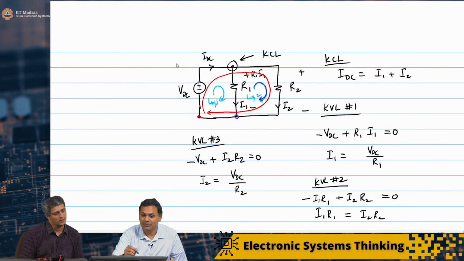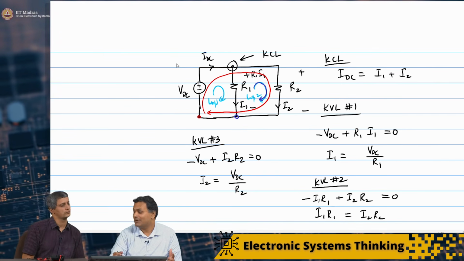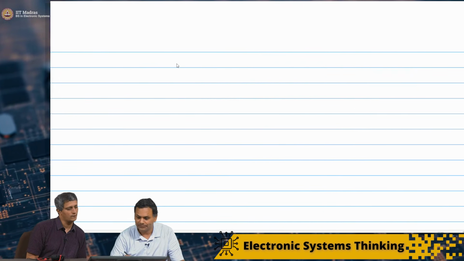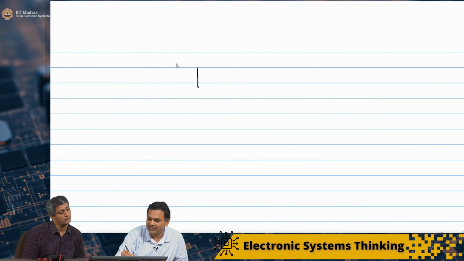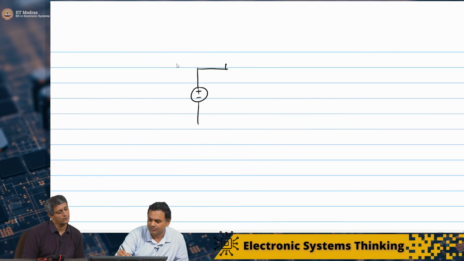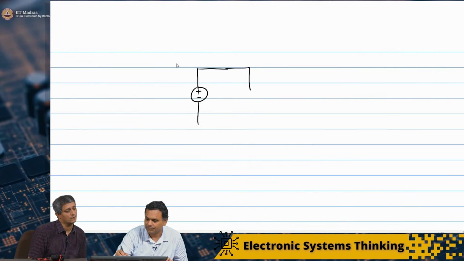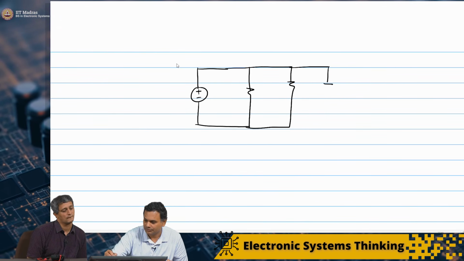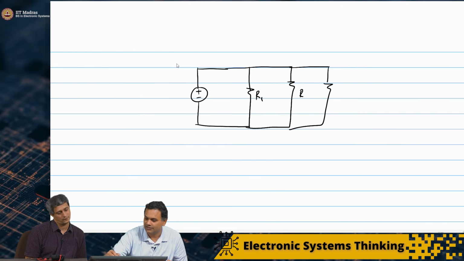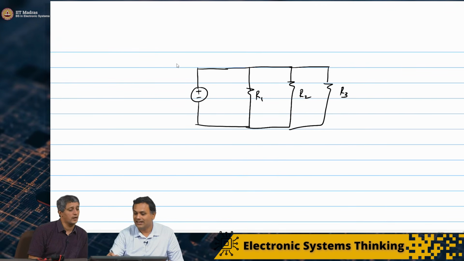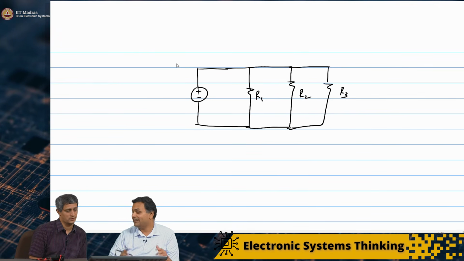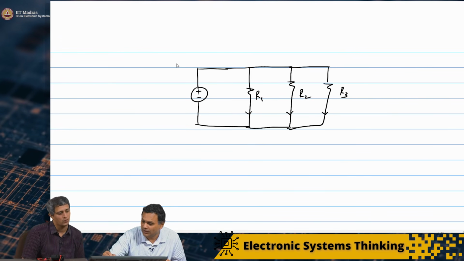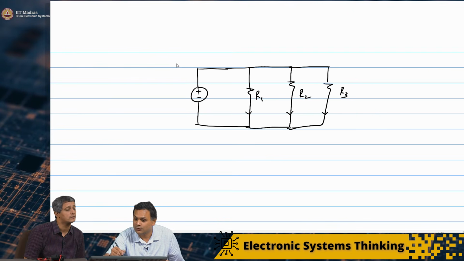For example, if you have 3 meshes, let's take an example. I will take that original mesh, but I'm going to add a third mesh. Suppose I added 3 resistors in parallel. Now I know that there are 3 variables, and I need 3 equations to solve for them. The 3 variables are the 3 currents, I1, I2 and I3.